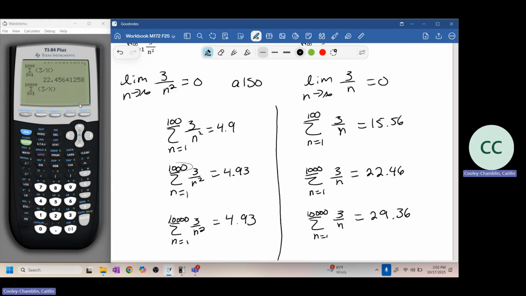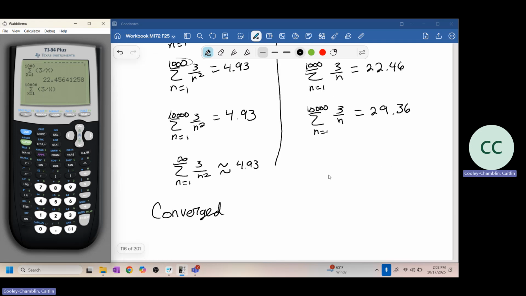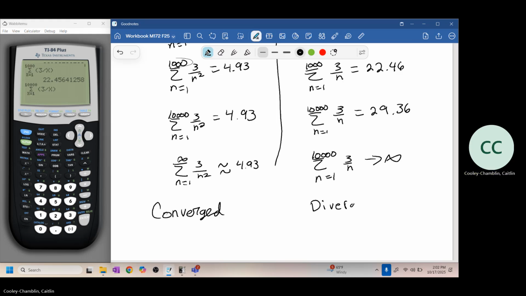If my calculator had more memory, or more RAM, or however that works, we could calculate bigger and bigger numbers, and it would go off to infinity. So the summation of n equaling 1 to 1,000 of 3 over n really approaches infinity. So this diverges. My calculator's still thinking.